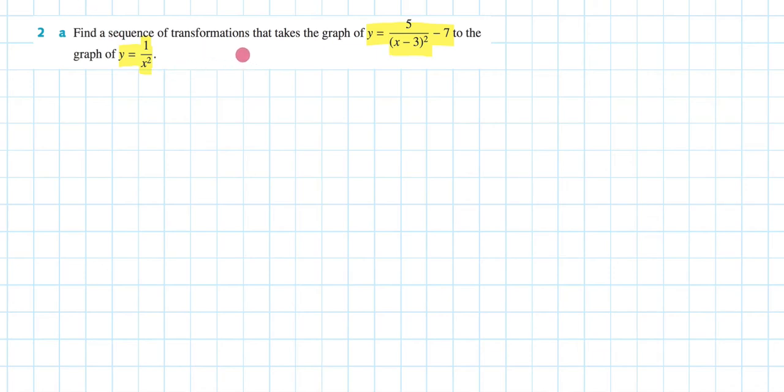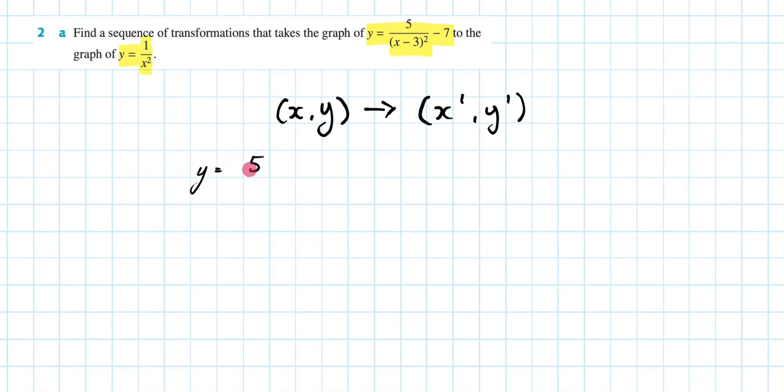Whenever we're doing these transformation type questions, we know that we're starting with a point (x, y). We then apply a transformation, and we arrive at a new point. In this question we really need to take note of the wording. We're starting here, and then we're moving here. So my original point, my (x, y), is going to exist on this graph here. So let me write that in: 5 over (x minus 3) squared minus 7. Then I'm going to apply a transformation and get here.